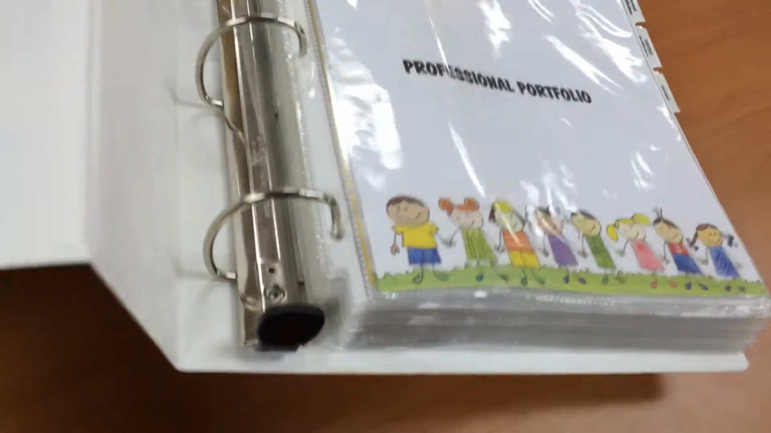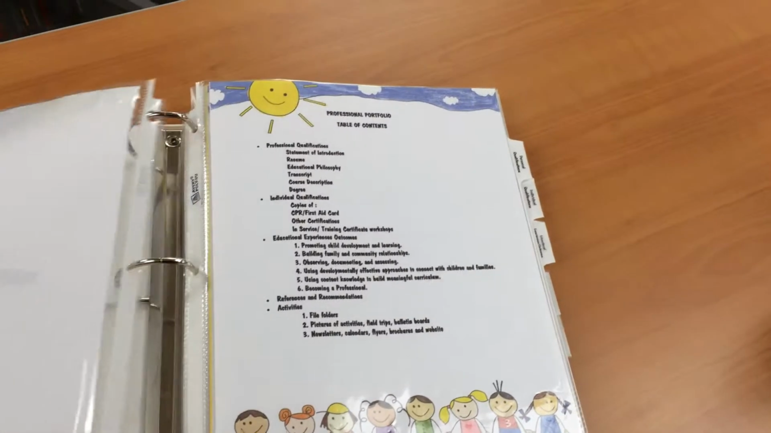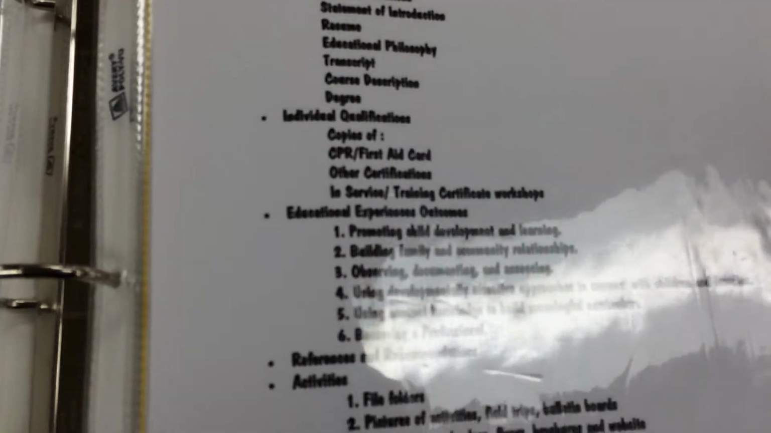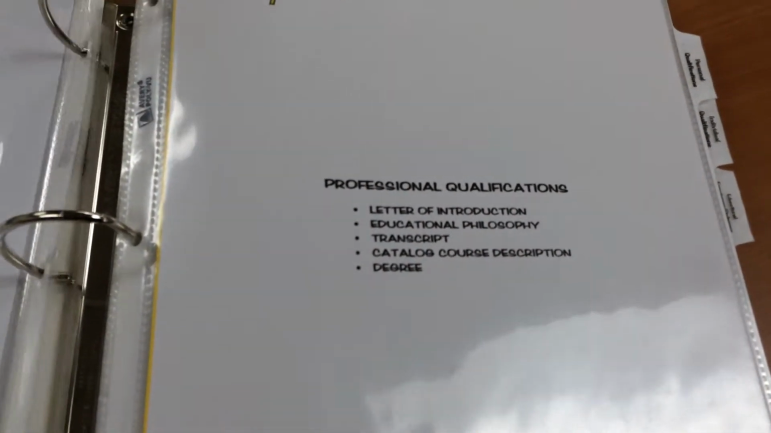This probably has more than I would like in it, but the first page, she has the table of contents. And that table of contents is listed on your Moodle page, so you should be able to find that there. And she has her professional qualifications. We're going to go back here for a second.